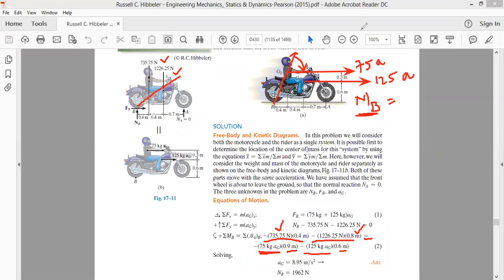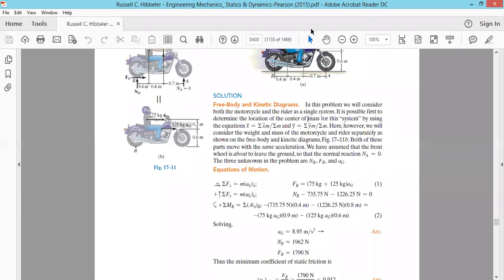Okay. Now, as you are writing the equations, first we wrote the linear translational equation. We wrote the equation for forces along the y-axis. Then we wrote the equation for the moments. From this equation we'll get the value of AG. The value of AG comes out equal to 8.95 meter per second square. Once we get the value of AG, substitute it, and from this equation we'll get the value of NB, reaction at point B. So NB can also be obtained from this equation, and AG from this equation.